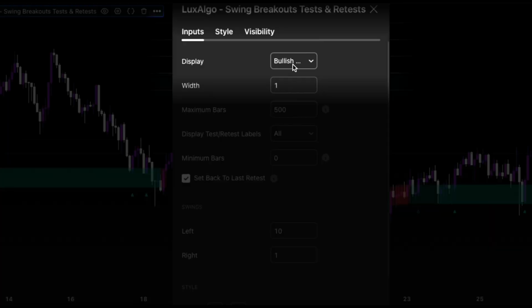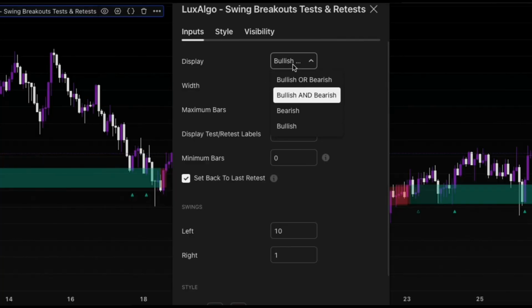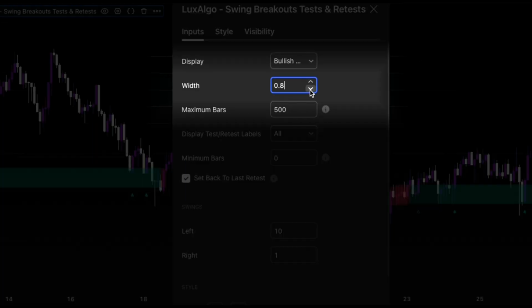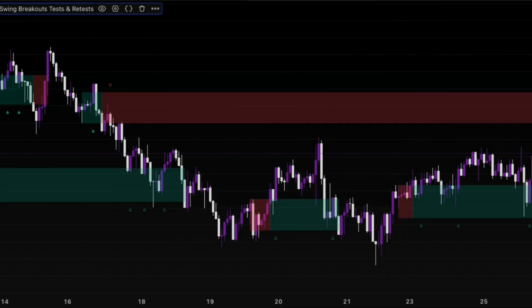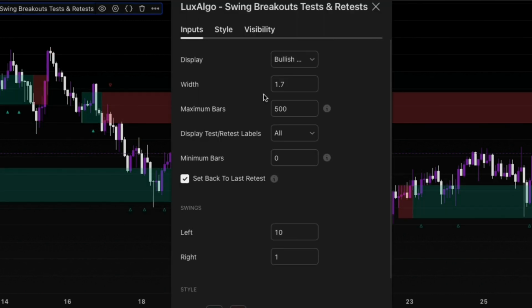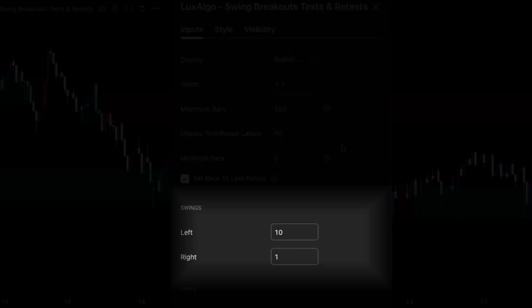The display option lets you choose whether to show bullish signals, bearish signals, or both. The width setting determines zone thickness using ATR. You can decrease or increase it according to your setup, but default works great. Maximum bars and minimum bars control how far zones extend and how spaced out retests must be. Swing settings, left and right, define how strict a swing must be for the indicator to recognize it.